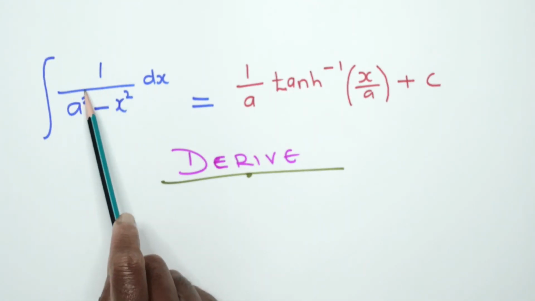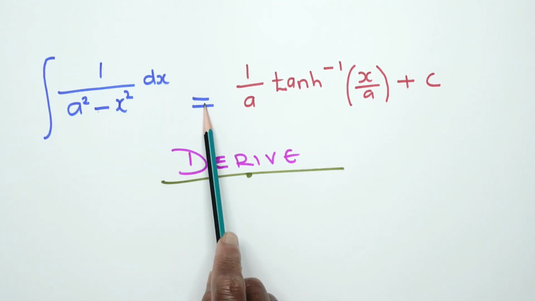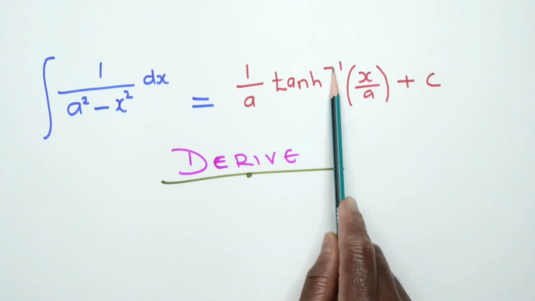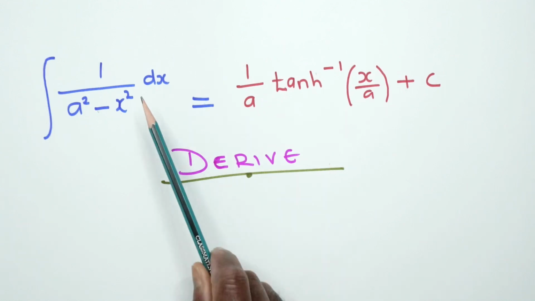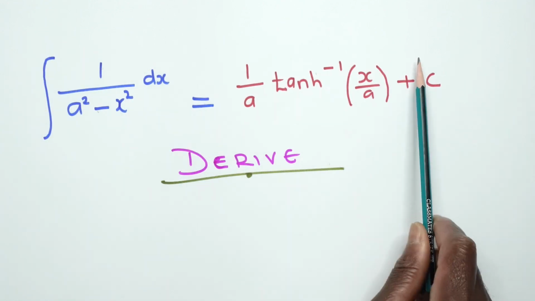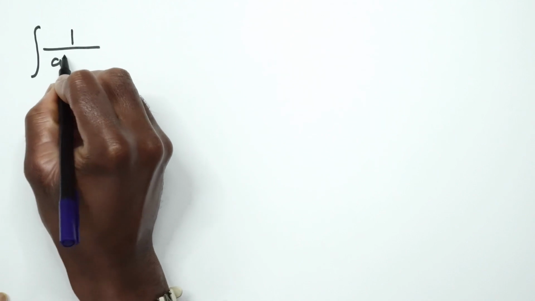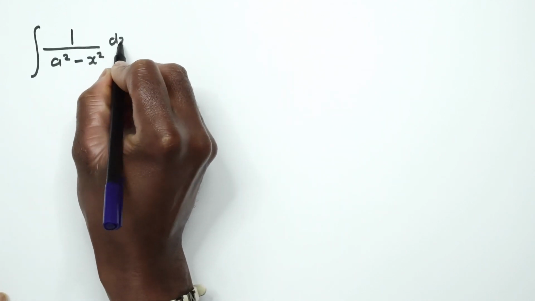Integrate 1 over a squared minus x squared dx, equal to 1 over a hyperbolic tan inverse x over a plus c. Derive: we need to show that that integration will give you this. So we can start the integration by doing the integral of 1 over a squared minus x squared dx.